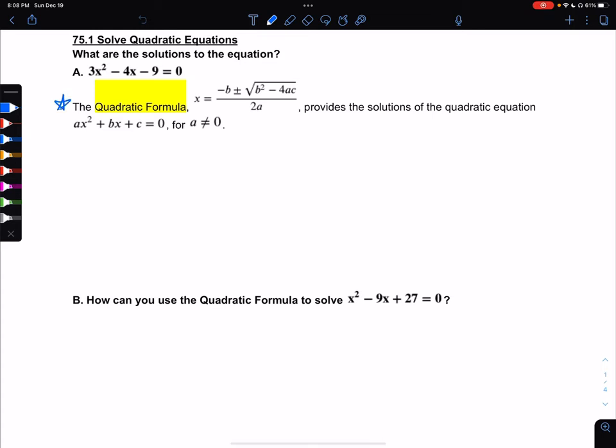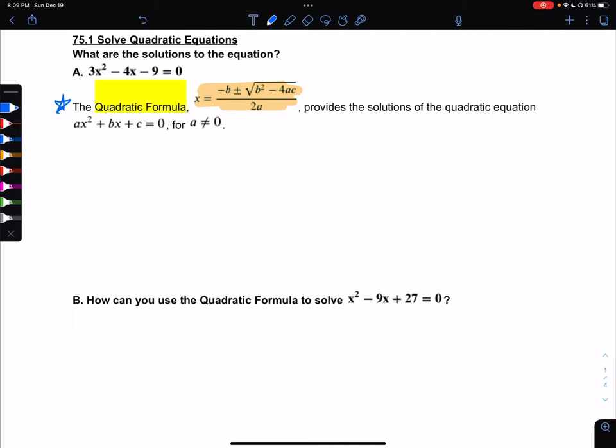So we want to pay attention here, and we're given this formula, which is the quadratic formula, given some kind of explanation with it. So it provides the solutions of the quadratic equation, ax squared plus bx plus c equals 0, for a does not equal 0. Right, because if a equals 0, then it's not a quadratic. So the nice thing about the quadratic formula is that you can use it to solve any quadratic equation. There's nothing that you have to make sure is true, like in factoring, right? We can use factoring, but only if the problem is factorable.